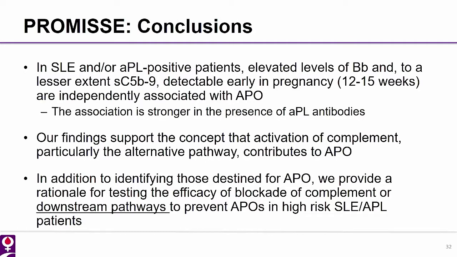So we concluded that in lupus patients and antiphospholipid positive patients, elevated levels of Bb, and to a lesser extent soluble C5b through 9, detectable at 12 to 15 weeks, are independently associated with adverse pregnancy outcomes of the sort that we think about in antiphospholipid syndrome. So the findings support the concept that activation of complement, particularly the alternative complement pathway, contributes to these adverse pregnancy outcomes. Activation early in pregnancy.